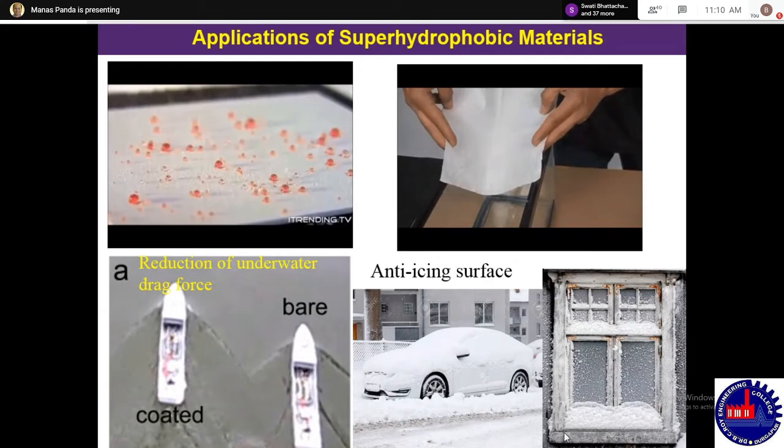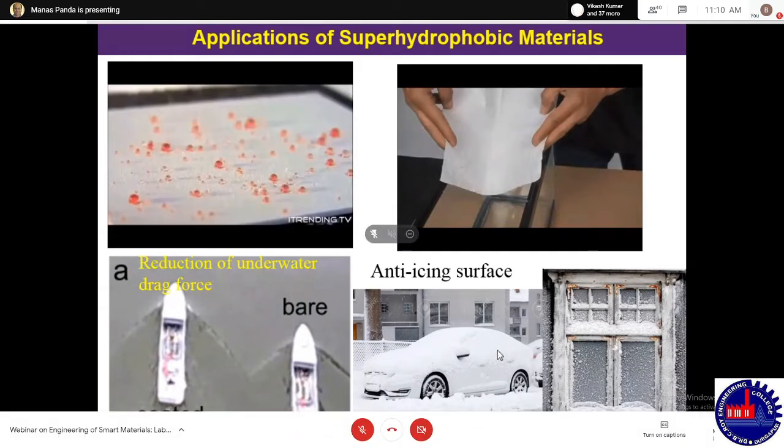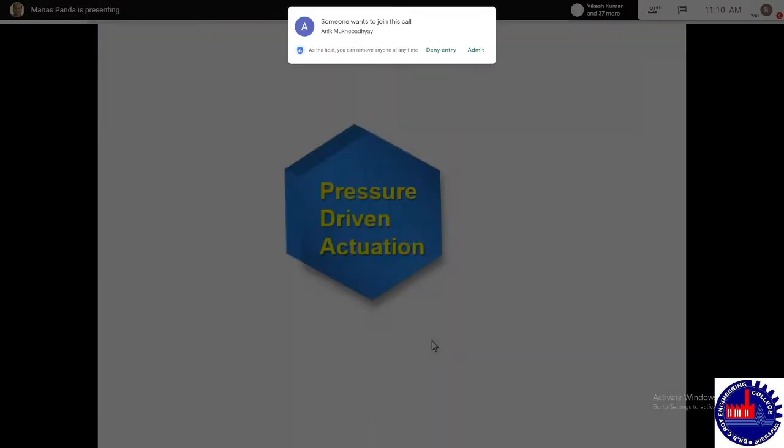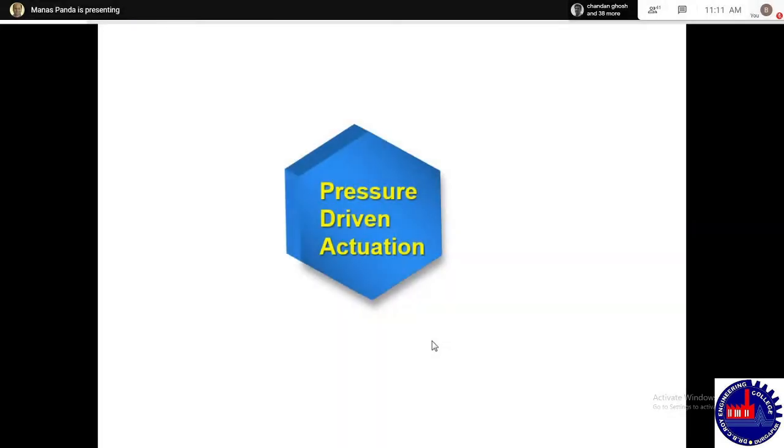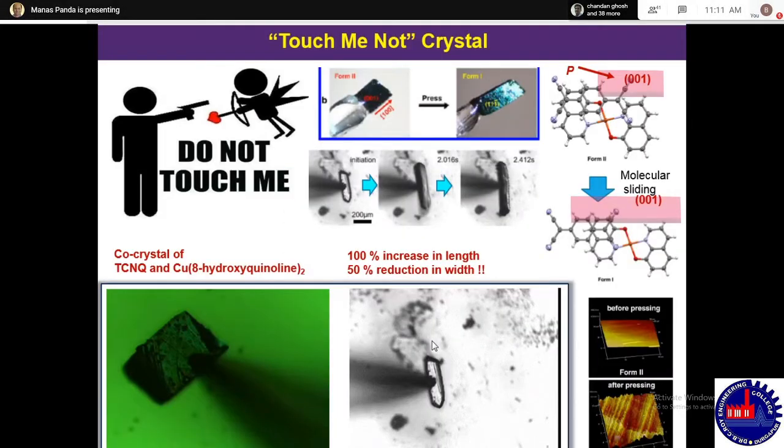This hydrophobic material can also be used as an anti-icing surface. Anti-icing surface means, in the cold countries, this is a common phenomenon in the winter. Now if you coat with a hydrophobic coating, it will repel the water, or also ice, and there will not be so much icing on the surface. So these are the different applications. I think with this I will finish with one more example.